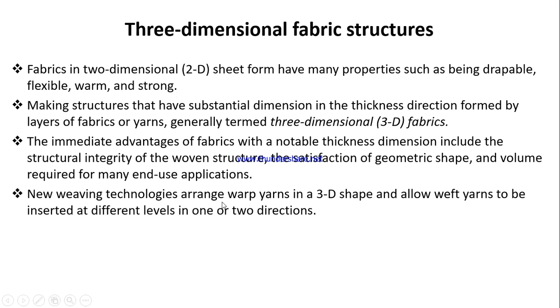The new weaving technologies arrange warp yarn in 3D shape and allow weft yarn to be inserted at different levels in one or two directions. So this is the basic principle of 3D weaving, where the warp yarns are organized in a three-dimensional shape, and weft yarns are made to interlace or insert in between those warp sheets, which are coming from different directions, to make an integrated 3D woven structure.